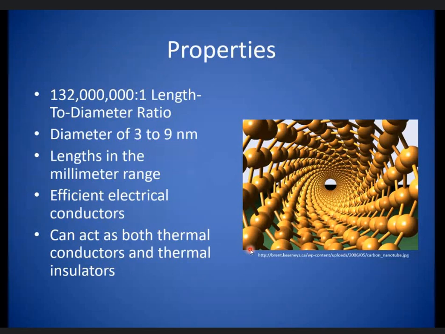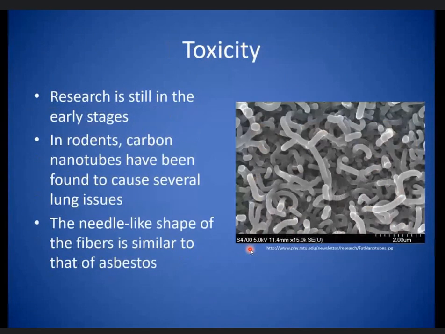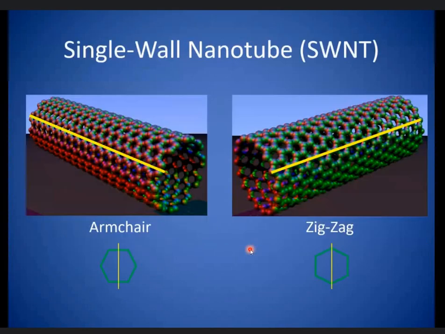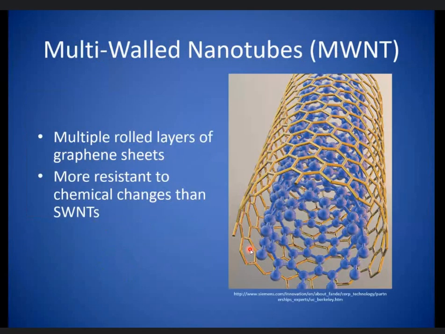diameter 3 to 9 nanometers, lengths, efficient electrical conductors, and they can act as both thermal conductors and thermal insulators as well. And this is the toxicity. Something is toxic, and these are called single wall nanotubes. Single wall nanotubes have one wall, but we can have double wall, and multi-wall nanotubes are also possible.